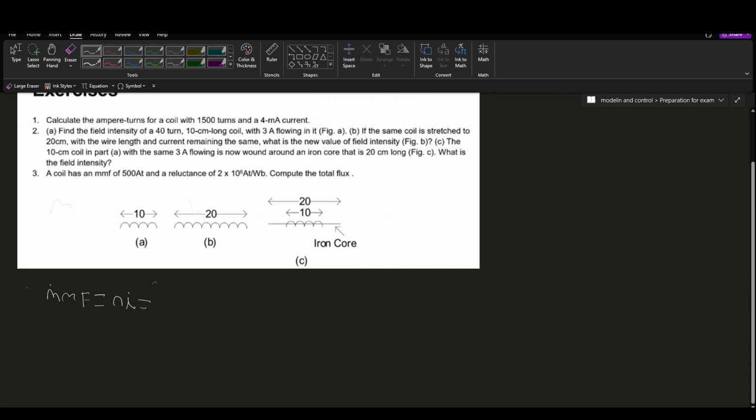In this example, we have 100 turns times a current of 4 milliamps. That is the same as 10 to the minus 3. And this just gives us 0.4 amps, ampere turns of MMF.